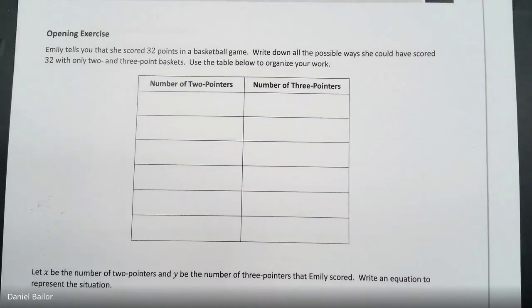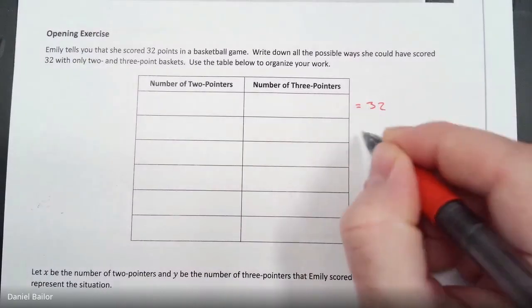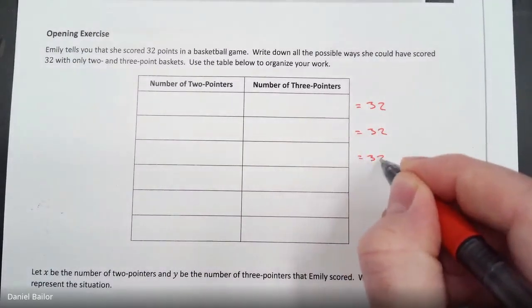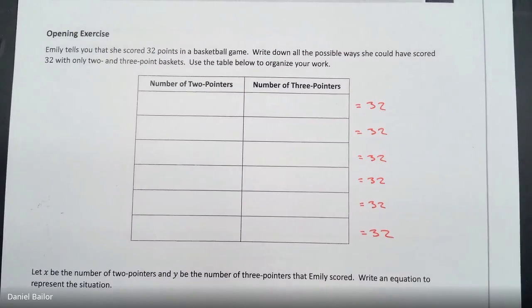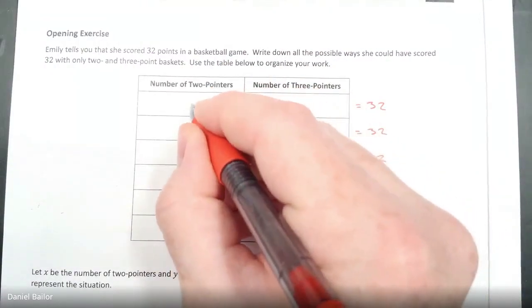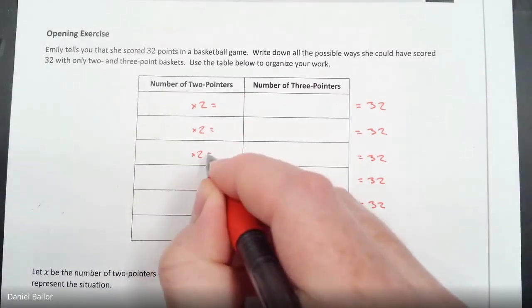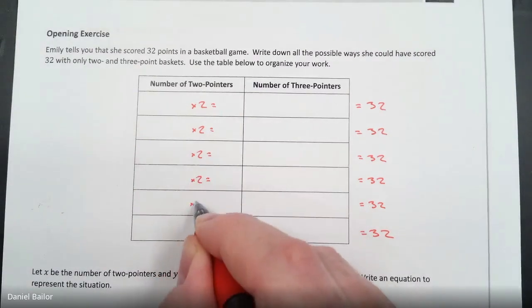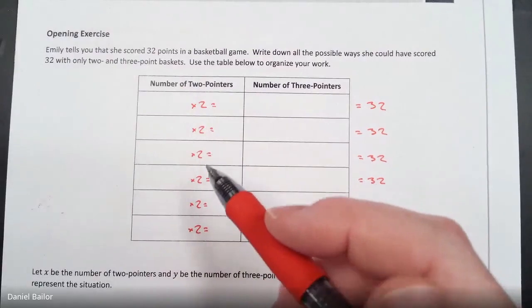Okay, well, let's look at this. We know that she scores 32 points. So the number of 2-pointers and 3-pointers have to add up to be 32 points. Now, she didn't tell us how many shots she made, but we can figure it out. So, for example, 2-pointers: every shot you make gets multiplied by 2. If you make 1 shot, you get 2 points because 1 times 2 is 2. You make 2 2-pointers, that's 4 points because 2 times 2.